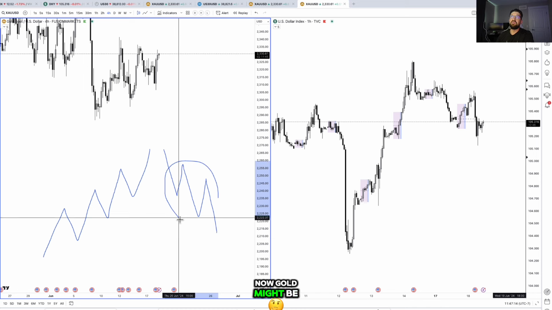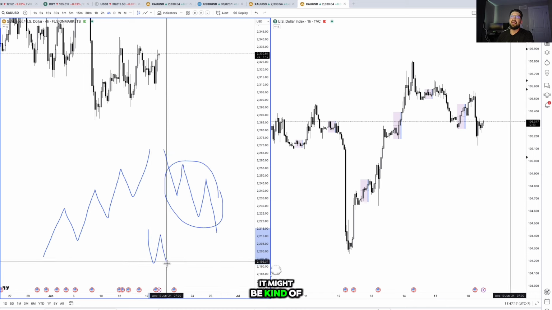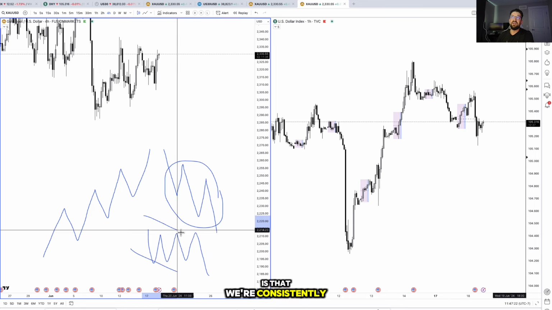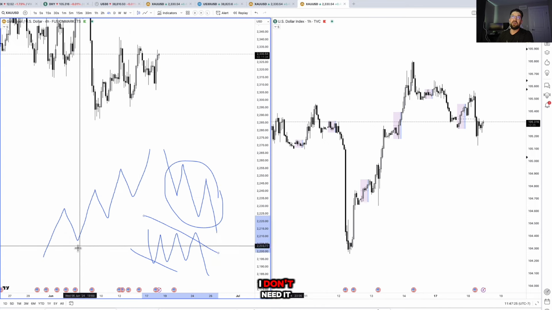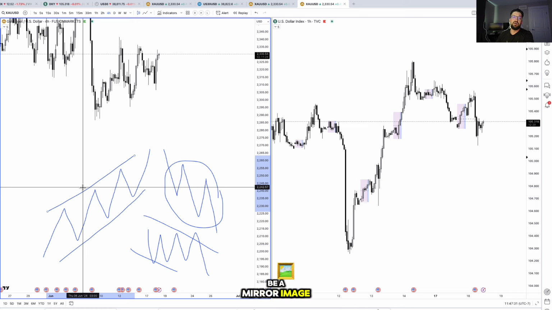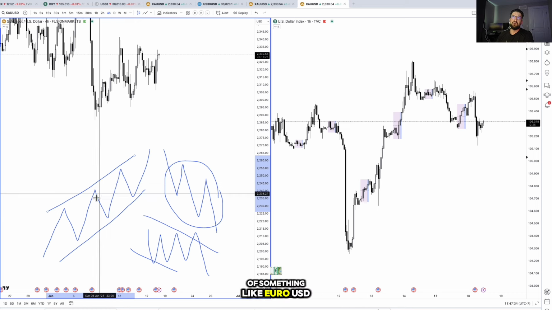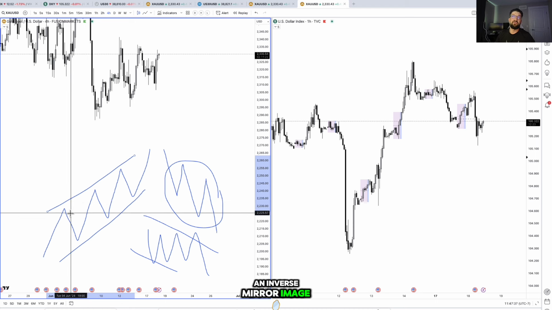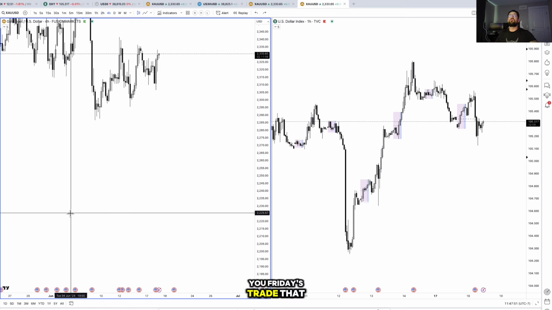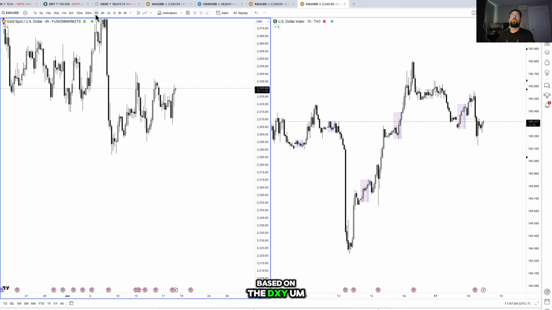Now, gold might be manipulating, it might be kind of going sideways, but the only thing I really care about is that we're consistently going down and we're making lows. I don't need it to be in perfect fashion like this. It doesn't need to be a mirror image of DXY. Whereas in the case of something like Euro USD, you want it to be an inverse mirror image for the most part. When you're dealing with US30 and gold, it just needs to be going opposite directions. All the highs and lows don't need to match at the same time. So I'm going to show you Friday's trade that we took based on the DXY.